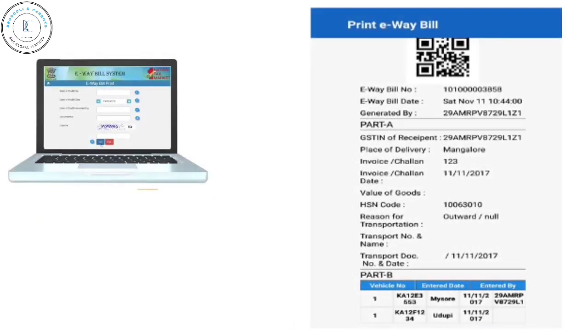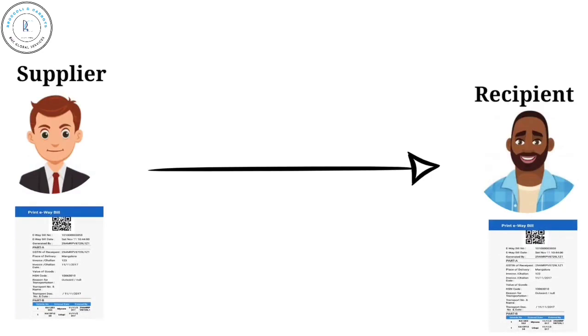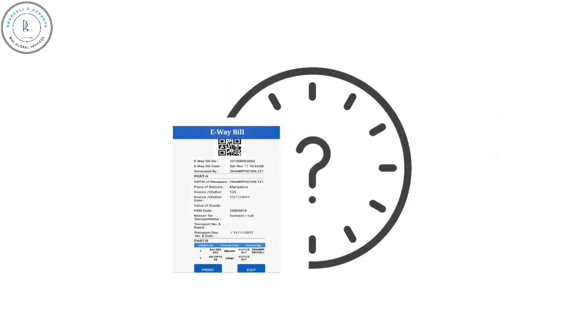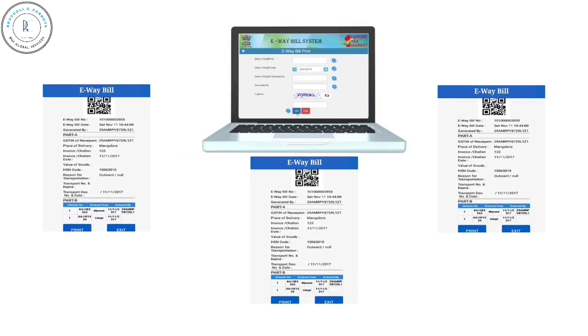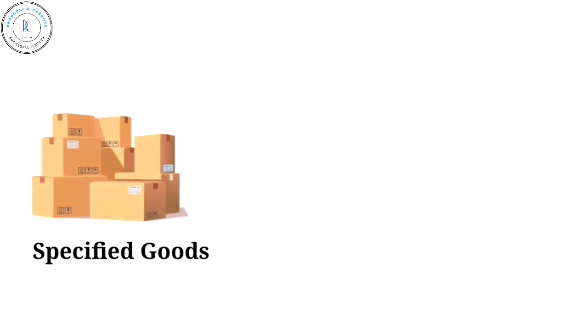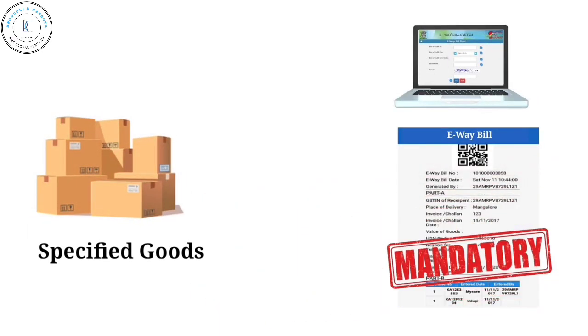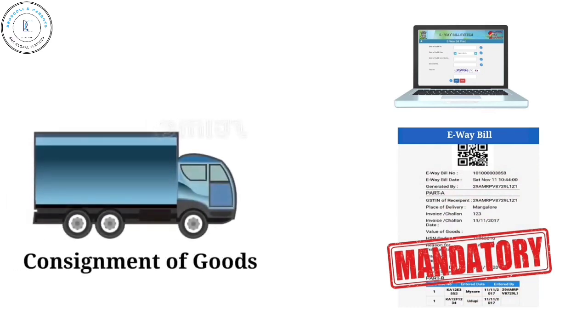When an e-Waybill is generated, a unique e-Waybill number, EBN, is allocated and is available to the supplier, recipient, and the transporter. E-Waybills must be generated on the common portal for all these types of movements. For certain specified goods, the e-Waybill needs to be generated mandatorily, even if the value of the consignment of goods is less than 50,000 rupees.